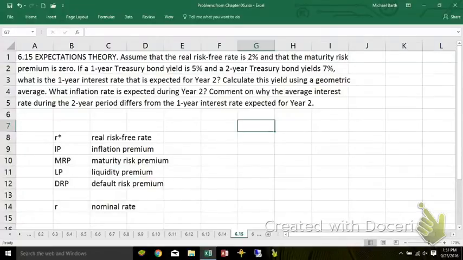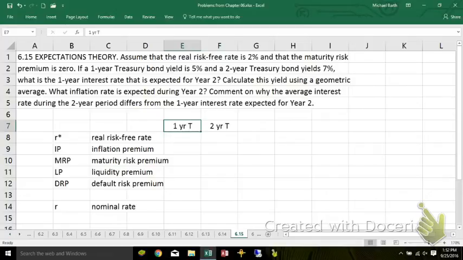All right, so problem 6-15 out of Brigham and Houston, Fundamentals of Financial Management, Concise Ninth Edition. Again with the expectations theory. So we're given some information on a 1 year and a 2 year treasury. So the 1 year treasury and the 2 year treasury.